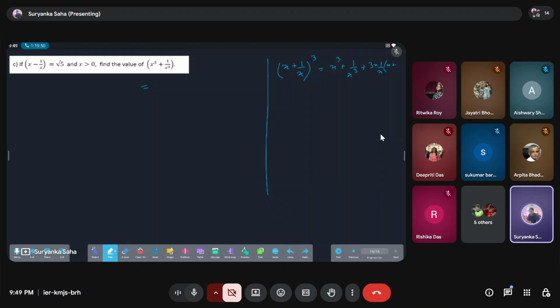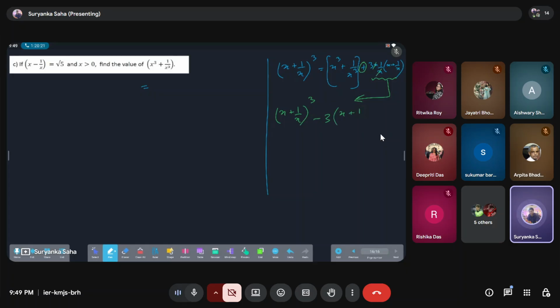If I can see it properly, we need this, so we can push this part to the left side. So it will be x plus 1 by x whole cube. This plus will go to minus, and this interior plus will remain the same. I have taught you this in the class. So 3x I will cancel out, so it will be 3 into x plus 1 by x. The sign will not change. So that's the value of x cube plus 1 by x cube.